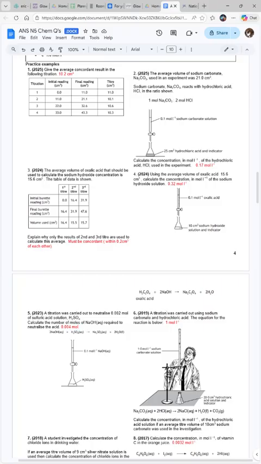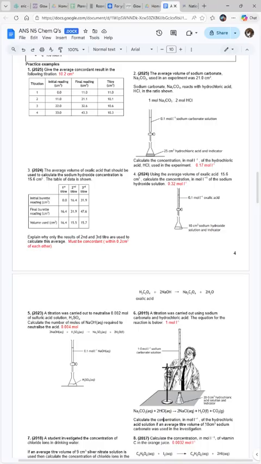Number 6, the titration is carried out using sodium carbonate and hydrochloric acid. The equation for the reaction is below, and apparently so is the answer. So we should be getting good at this. Calculate concentration of the hydrochloric acid. So it will be CV over N equals CV over N. It looks like the concentration of sodium carbonate is 1. So 1 times the volume, which is apparently 10, divided by whatever the balancing number is in front of sodium carbonate, which is 1.